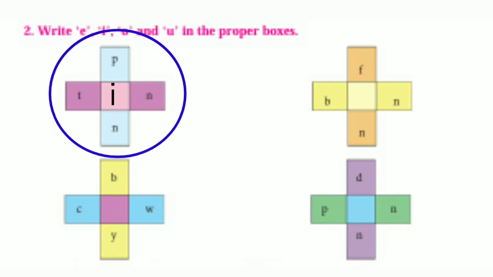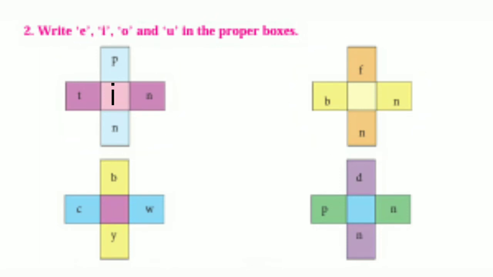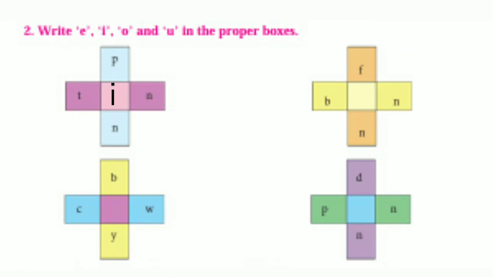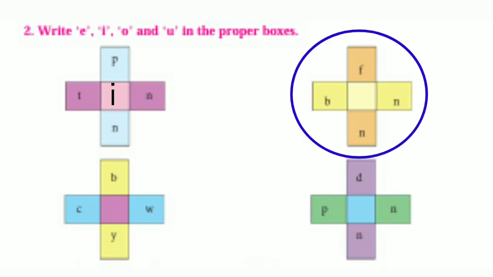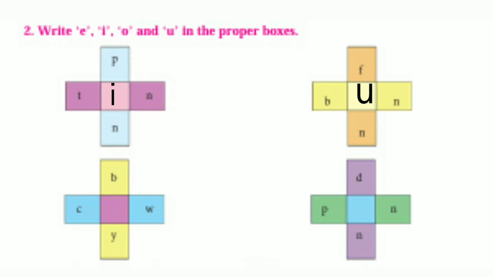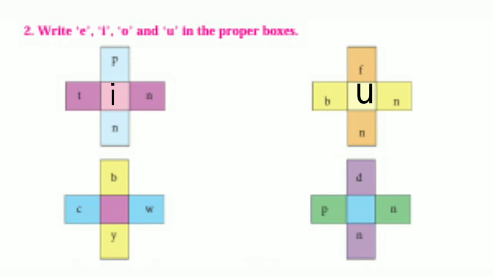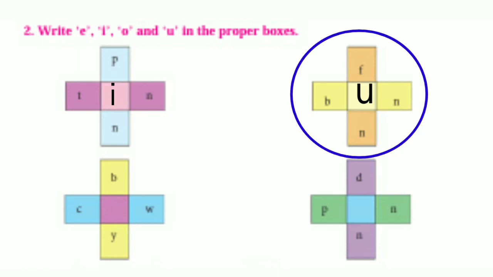TIN tin. Second one is F box N, B box N. So we will write here U. So it will be FUN fun, BUN bun.